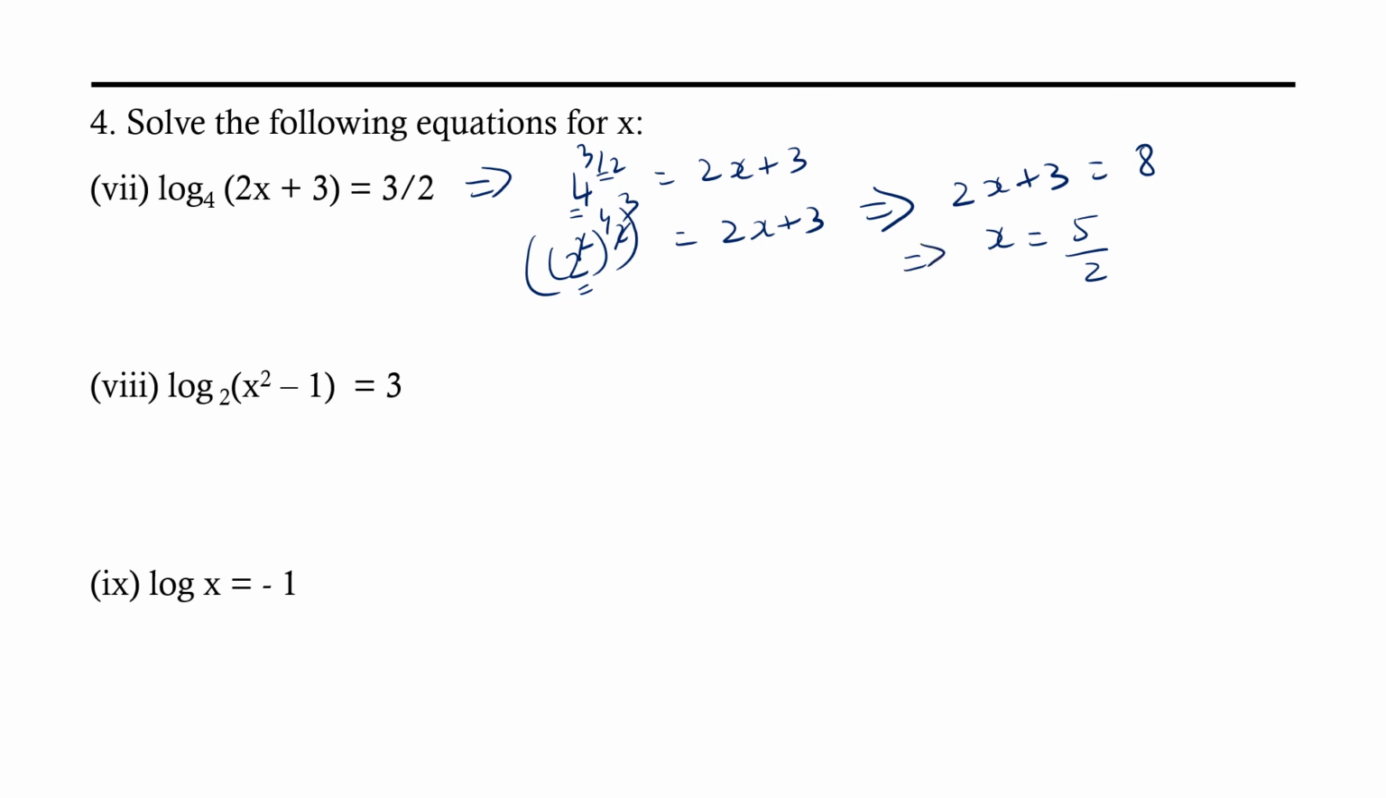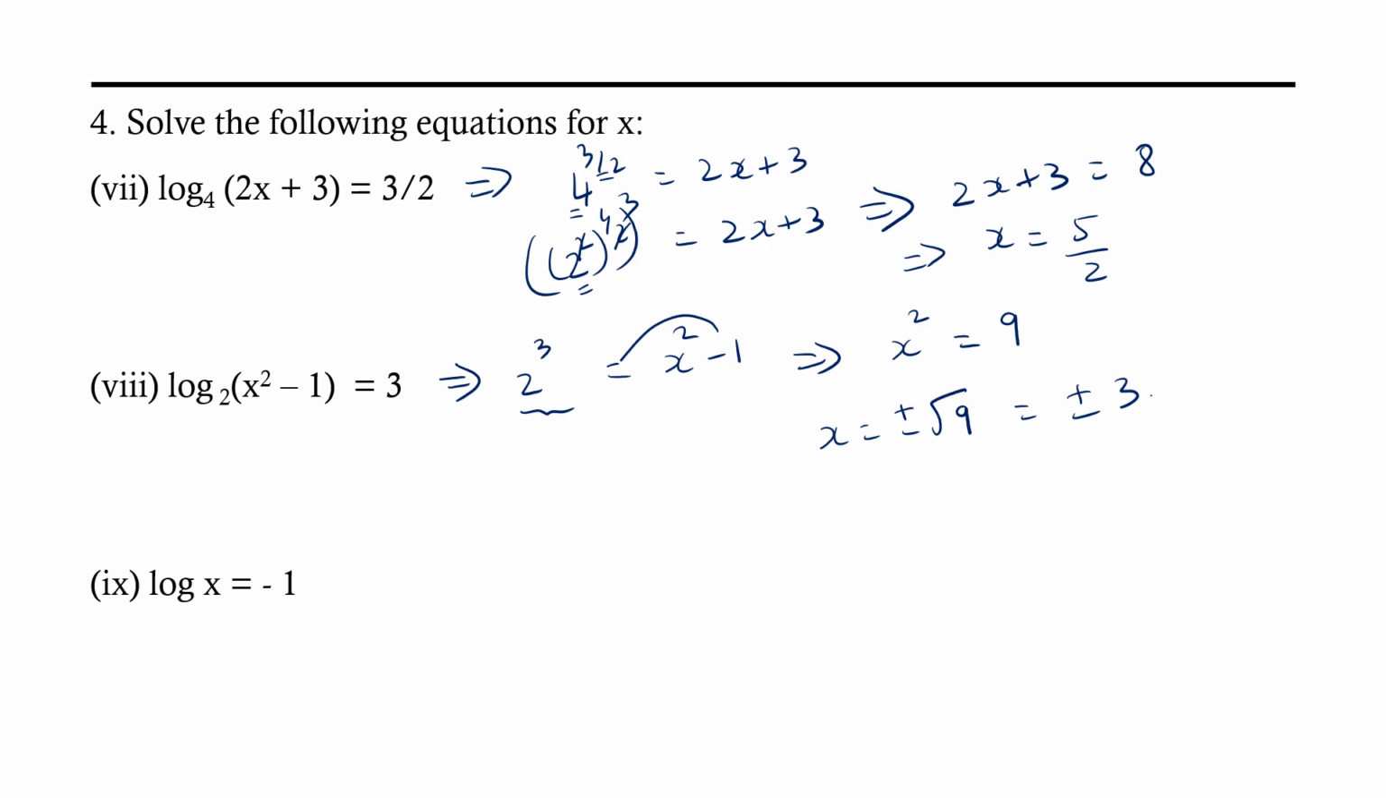The next question, log x square minus 1 to the base 2 equal to 3. So from this we can see that 2 cube is equal to x square minus 1. So 2 cube is 8. If we bring this minus 1 to the other side, it becomes plus 1. So 8 plus 1 is x square. 8 plus 1 is 9. So x is equal to plus or minus root 9. It is plus or minus 3.